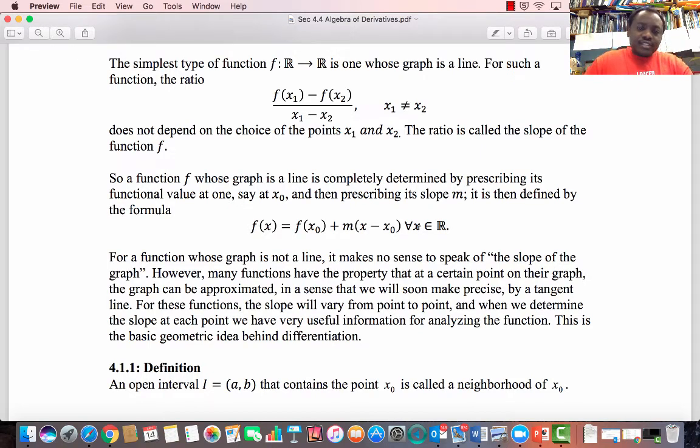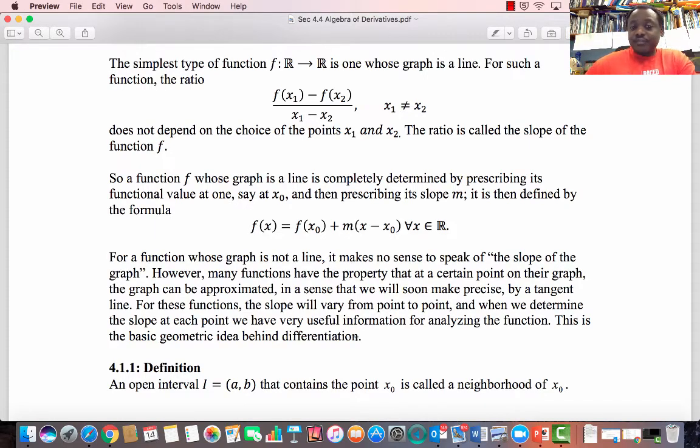For a function whose graph is not a line, it makes no sense to speak of the slope of the line. So what do we do? However, many functions have the property that at a certain point on their graph, the graph can be approximated, in a sense that we will soon make precise, by a tangent line. For such functions, the slope will vary from point to point, and when we determine the slope at each point, we have very useful information for analyzing the function. This is the basic geometric idea behind the concept known as differentiation.